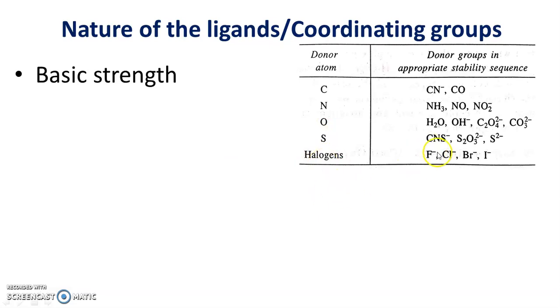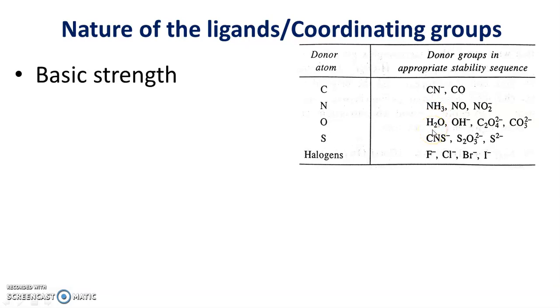For example, you can see in halogens, fluoride forms a more stable complex than chloride, bromide or iodide. Similarly, NH3 is a better ligand as compared to water, because of the electron donation ability of amine, that is, nitrogen contains a pair of electrons. It is able to donate a pair of electrons. So amine is a better ligand, more basic than water, and therefore it forms a stable complex as compared to water.